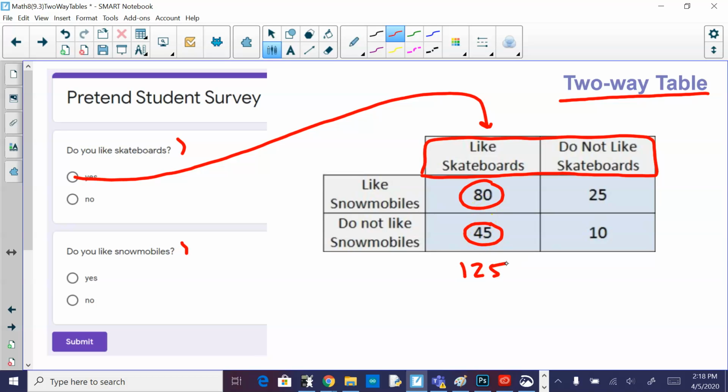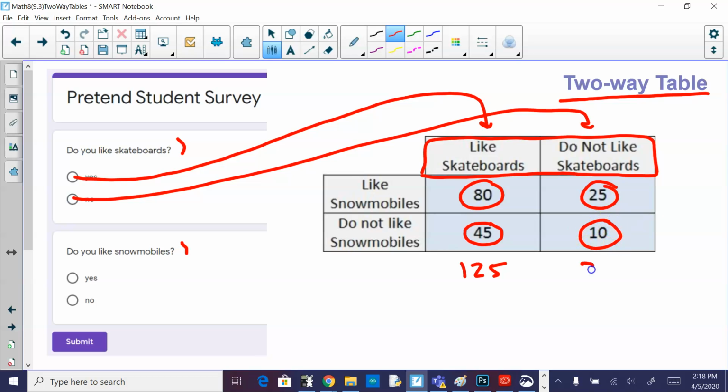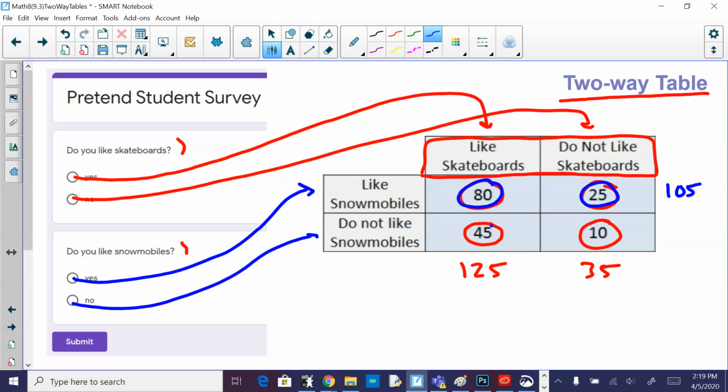so we would have a total of 125 people who like skateboards. If you said no, you do not like skateboards, we would have 25 plus 10, we would have 35. And if you said yes, you like snowmobiles, we would have 80 plus 25, a total of 105 people who like snowmobiles. And if you said no, that's 45 plus 10, that's 55 people who do not like snowmobiles.